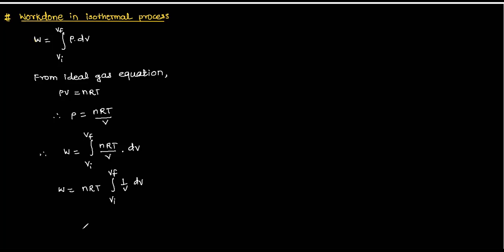So 1 by x integration. The integration formula you know: integration of 1 by x dx is ln of x. ln means log to the base e. So at the place of 1 by V, you will get ln of V. Just keep it in mind. So W is equal to nRT ln of V, and you have to keep the upper limit and lower limit. That's it, very simple, Vi and this is Vf.